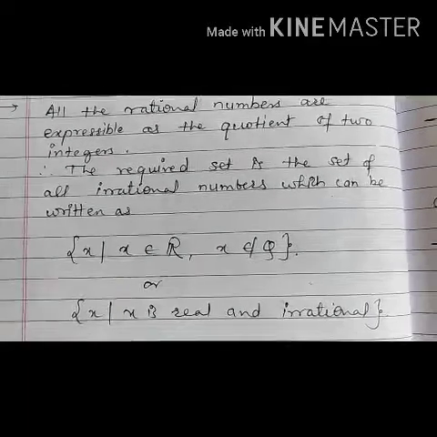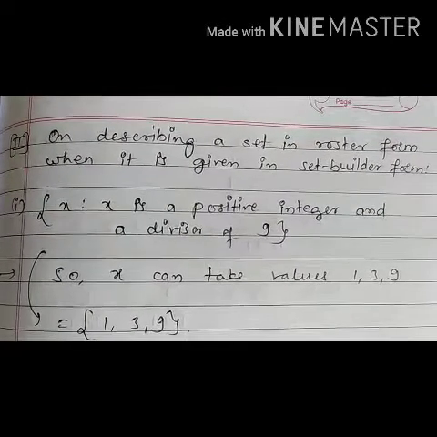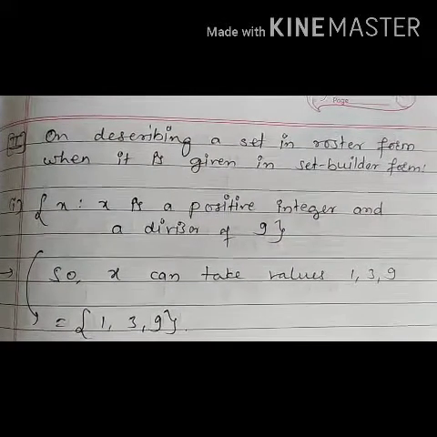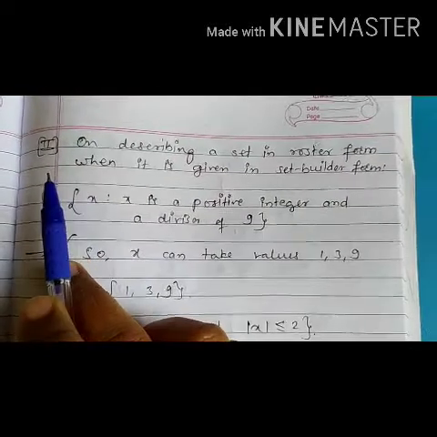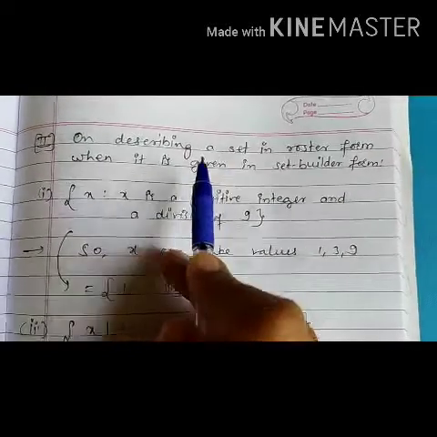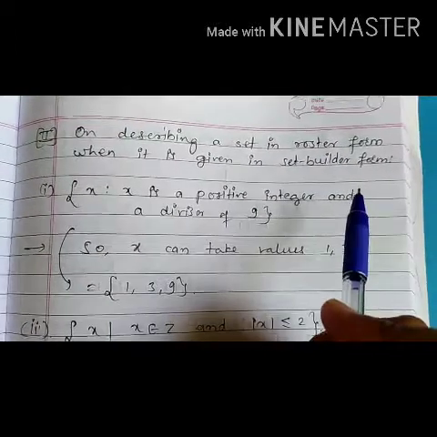Understood? We have seen already the examples of roster form, that is tabular form, and set builder form. Now we'll see the second type, in which we'll see examples on describing a set in roster form when it is given in set builder form.